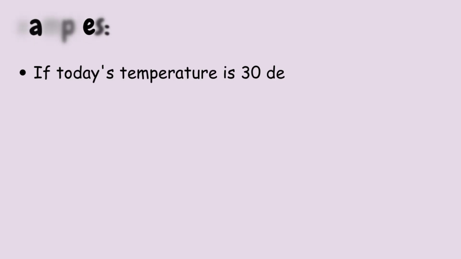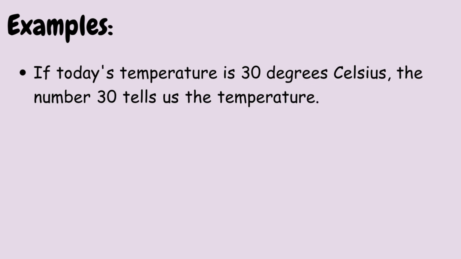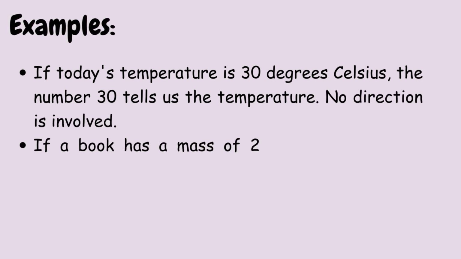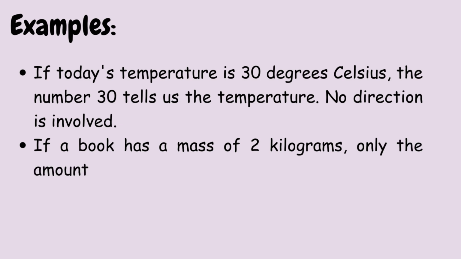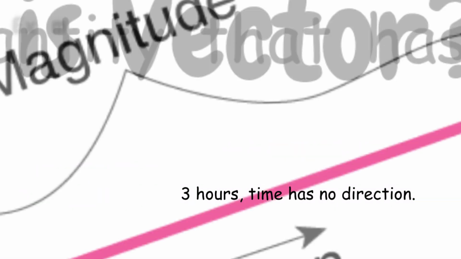For example, if today's temperature is 30 degrees Celsius, the number 30 tells us the temperature. No direction is involved. If a book has a mass of 2 kilograms, only the amount matters. If a journey takes 3 hours, time has no direction. These are all examples of scalar quantities.